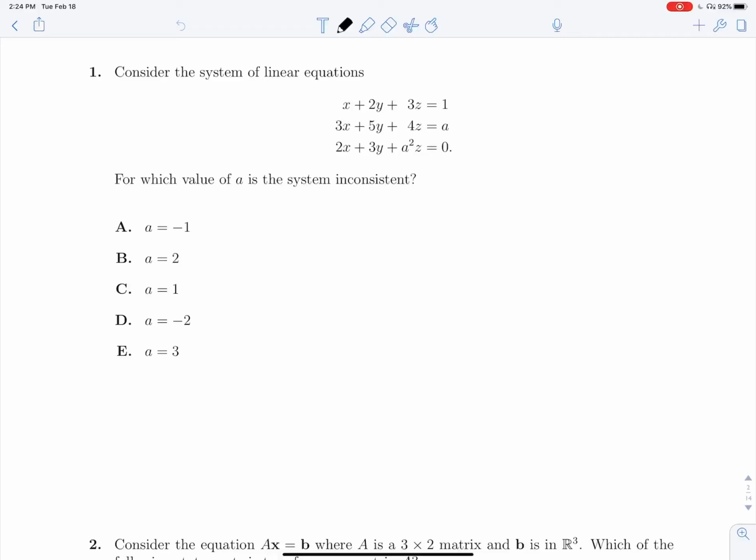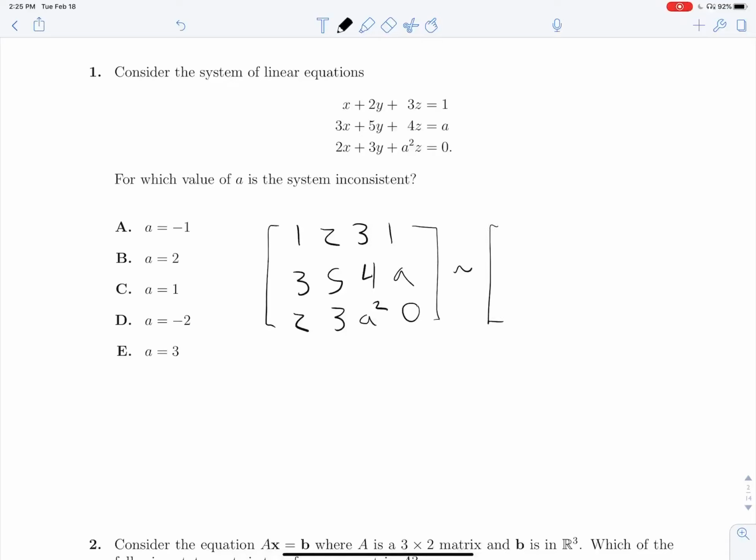Let's consider this system of linear equations. For what value a is the system inconsistent? So right off the bat, let's put this into matrix form. We have 1, 2, 3, 1; 3, 5, 4a, 2; 3a squared, 0. My goal is to get at least one row into a form where a is the only determining factor that decides whether or not the system is consistent. So we're going to start simplifying.